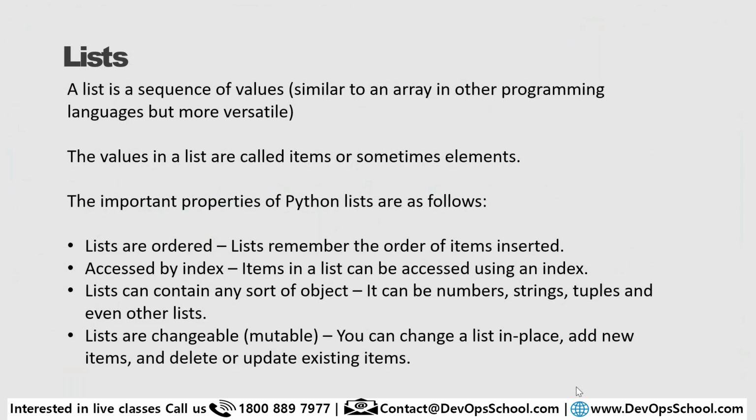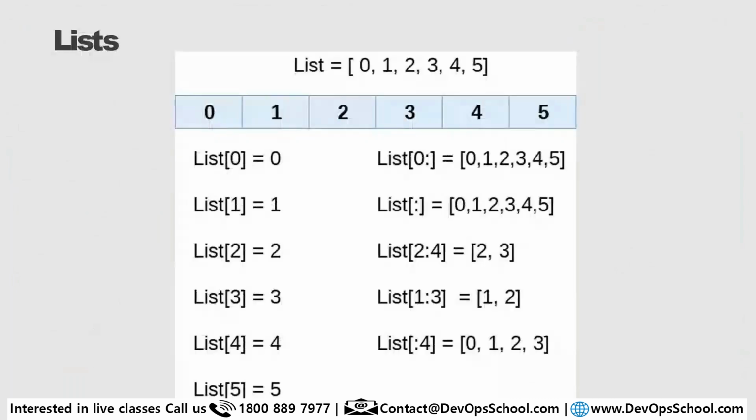How do you access the list? You can access the list using an index. Okay, so a list can contain any sort of object. Inside the list, the element you can keep as a number, string, tuple, and any other list also. Lists are changeable, mutable. That means you can change them. So you can change the list in place, add new items, delete or update existing items also. Remember that this is an interview question. Lists are mutable.